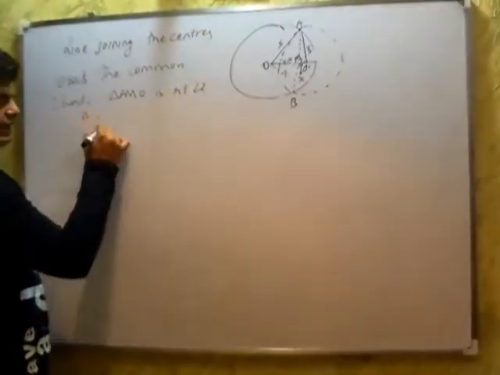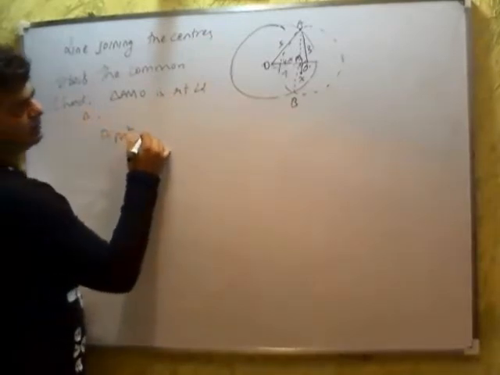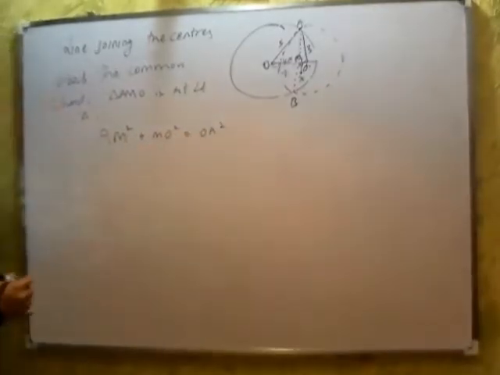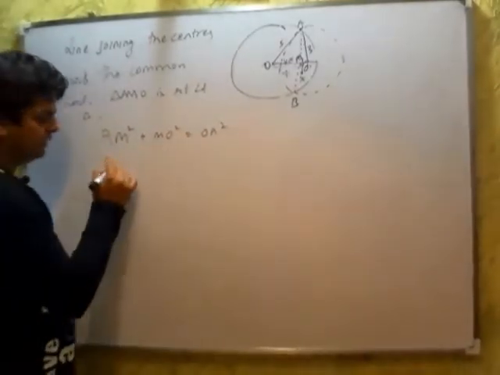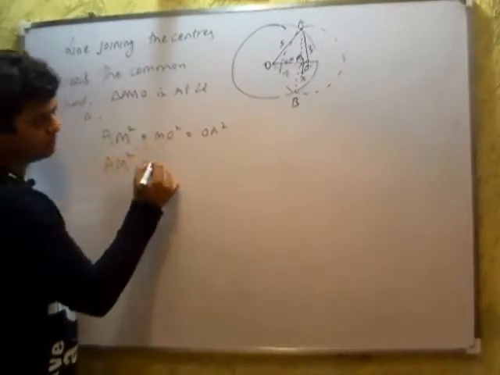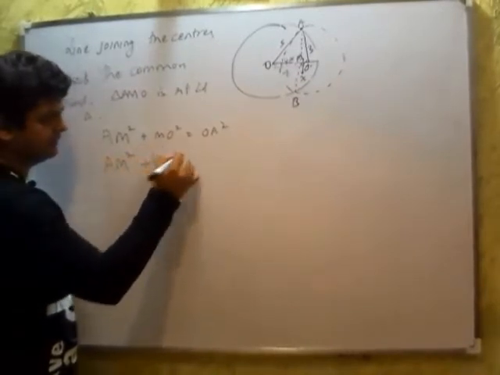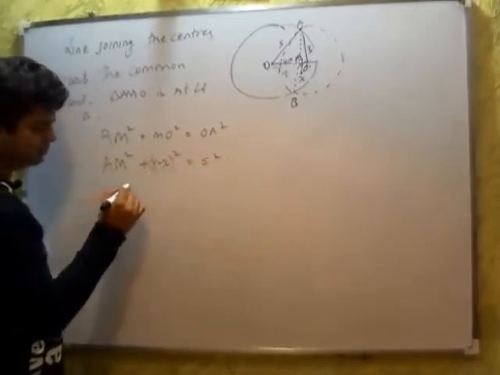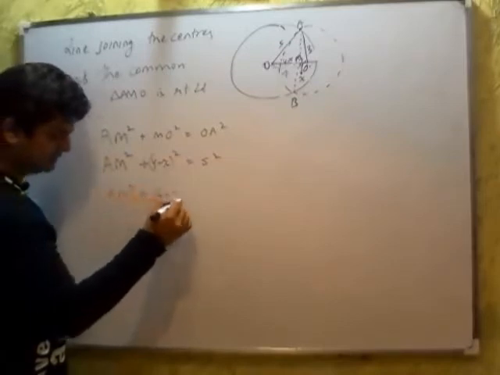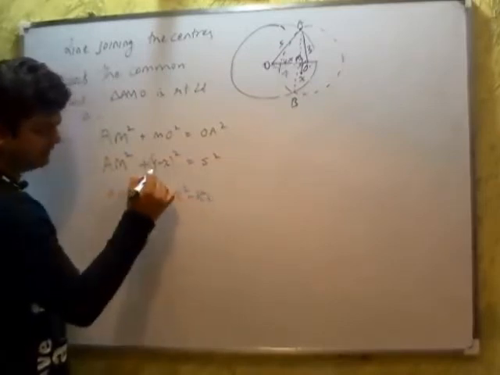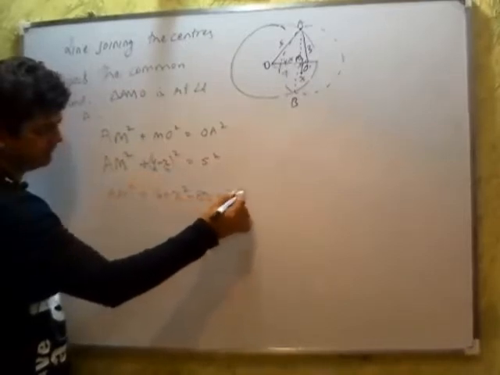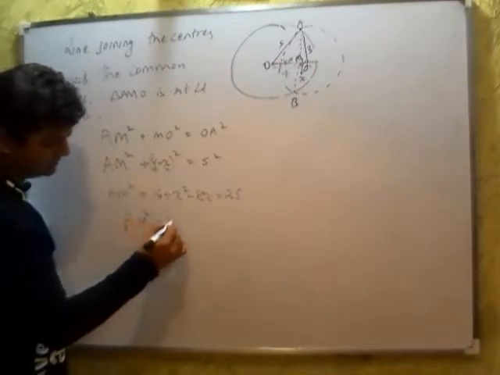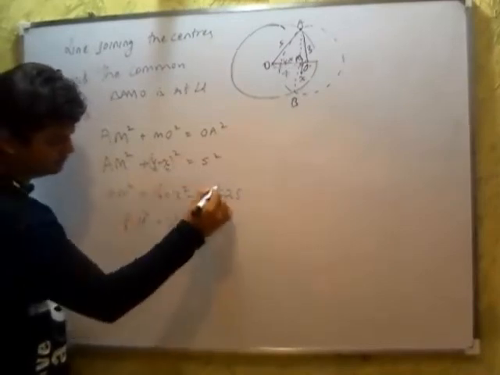That means AM square plus MO square should be equal to OA square. AM square I am not aware of. MO square is algebraically represented by (4 minus x) whole square and OA square is 5 square. That means AM square plus 16 plus x square minus 8x, as I just applied (a minus b) whole square, is equal to 25, and I am landing up with AM square plus x square minus 8x equals 9.